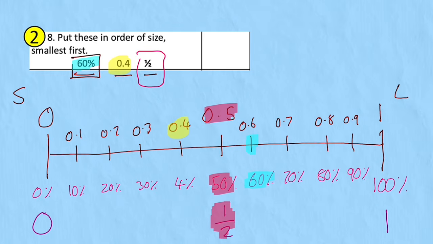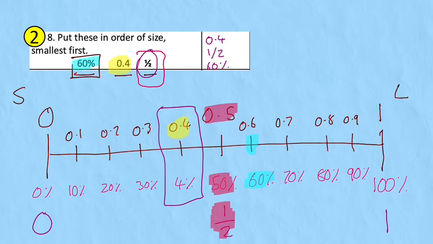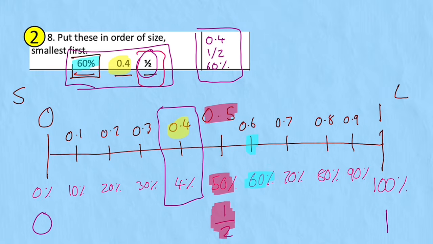Starts with my 0.4, that's my first one. Then after that would be my half, and making sure that I write it in its original form of 1/2. And then last but not least, the 60% is the largest value here. Be sure to write them in their original form, these three here, rather than any other variation that you might have made along the way, just to make sure you actually get the mark.